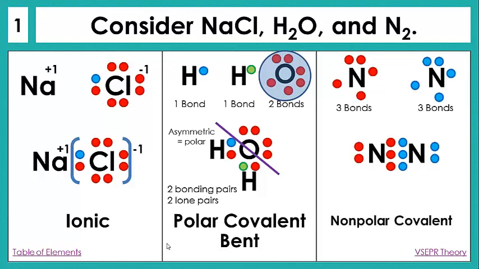This is going to be nonpolar covalent. I know that it's covalent because nitrogen and nitrogen are both nonmetals. And I know that it's nonpolar because if I cut it in half, it's highly symmetrical, which means that it's nonpolar. As far as the shape goes, I only have 2 atoms. So the way that you can connect 2 points is with a line. So this is going to be a linear shape.